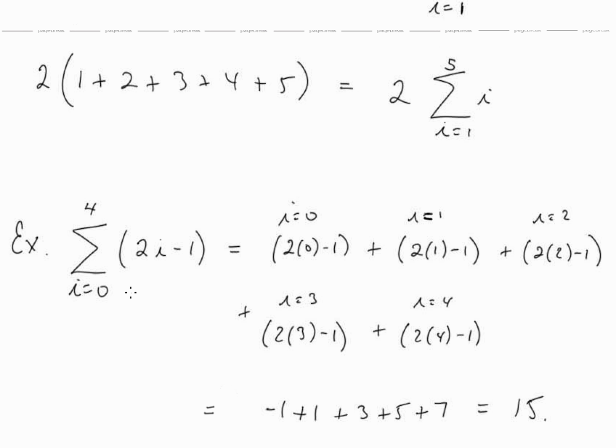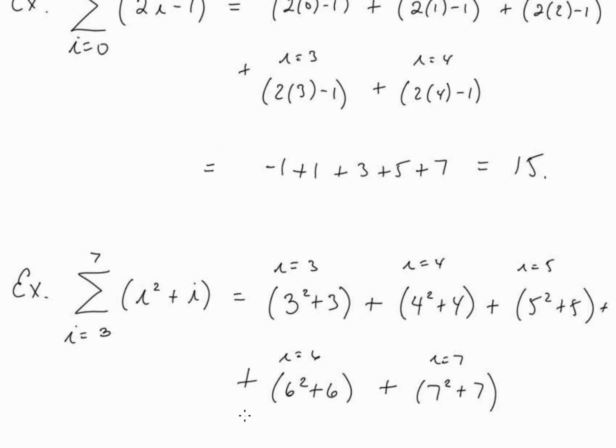Then i is going to increase by 1. i is going to be 1, so we're going to have 2 times 1 minus 1. Then when i is equal to 2, we're going to have 2 times 2 minus 1. Then 2 times 3 minus 1, and 2 times 4 minus 1. i stops here at 4. And so evaluating this, we have a negative 1, plus 1, plus 3, plus 5, plus 7. And that gives us 15. And so the value of this summation is 15.